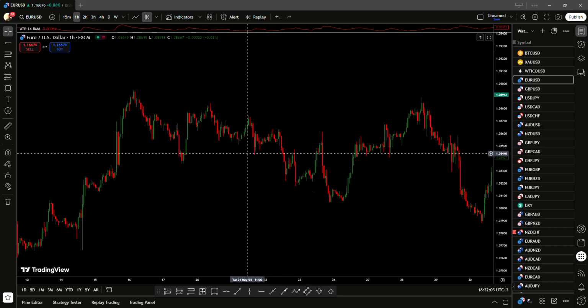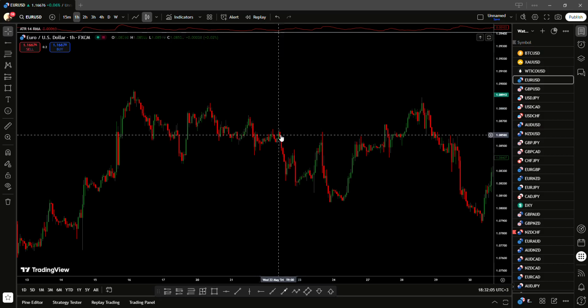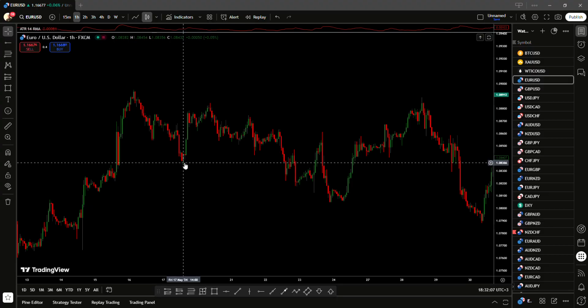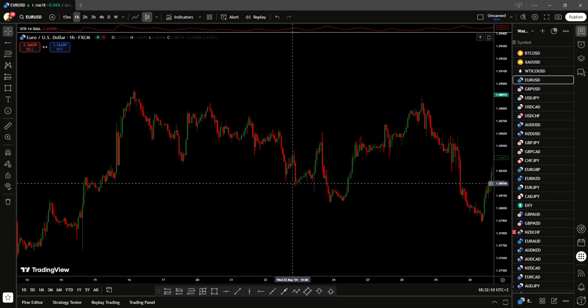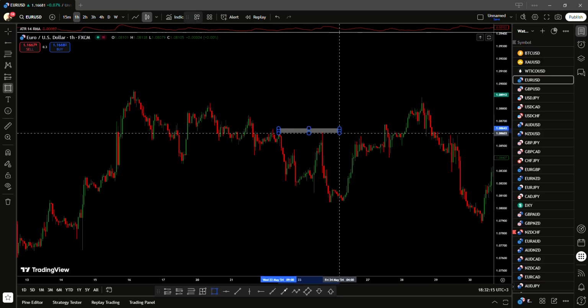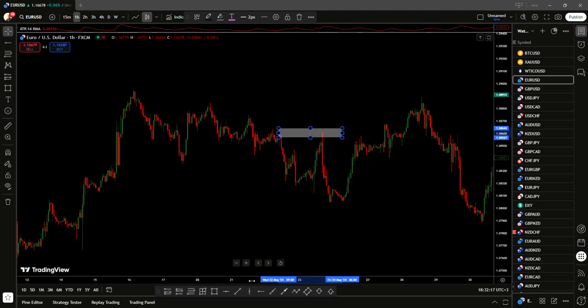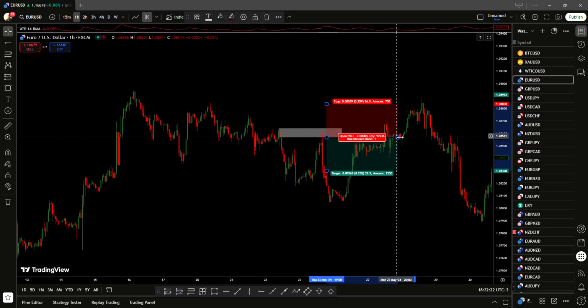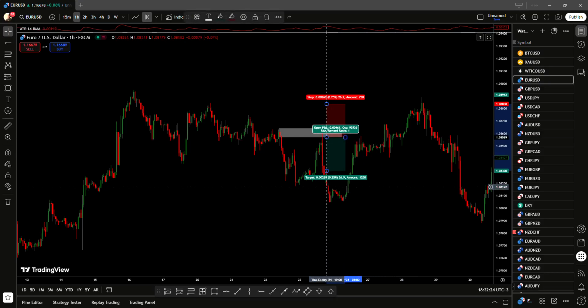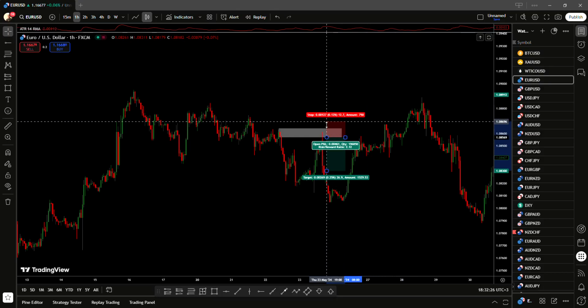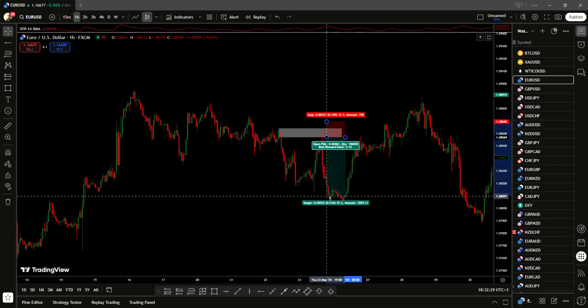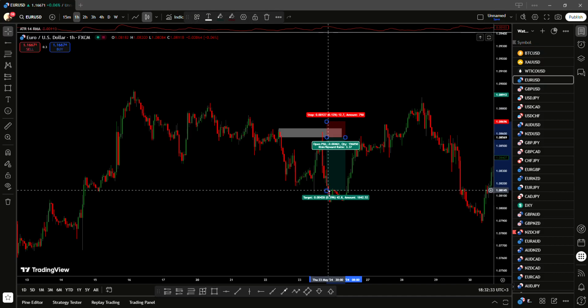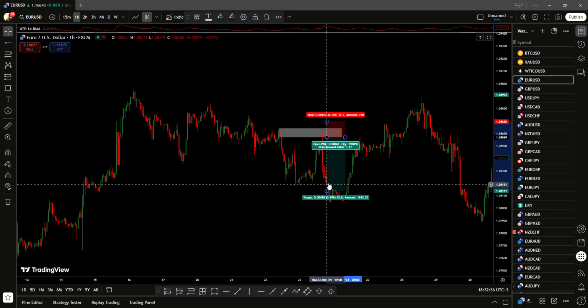This is a drop, a base, a drop, breaking the previous structure to the downside. So we enter from up here. Now this is some hidden stuff. We enter from up here and then target the previous low. Stop loss slightly above, 12 pips, targeting the previous low, which is 1:3, 42 pips, just like that.